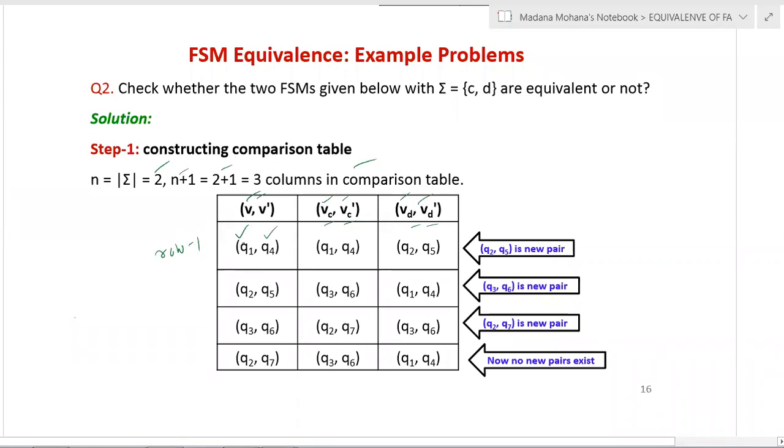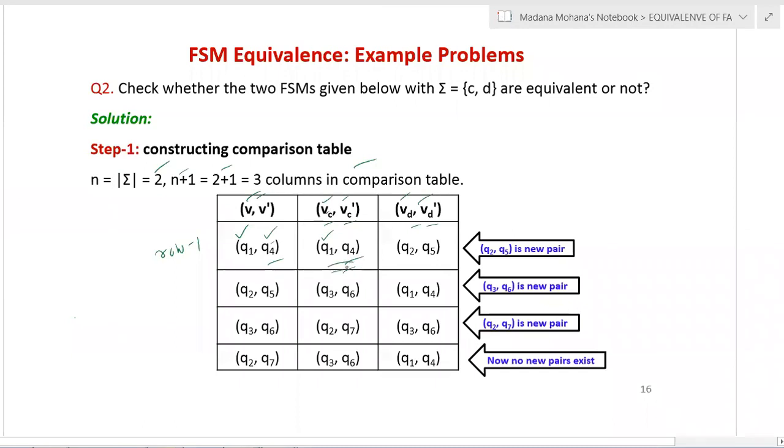Now the same process: Q1 on input C, you find the transition, then Q4 on input C from the second machine. So Q1 on C goes to Q1 itself. Then Q4 on C in the second machine goes to Q4. You can see the transition table and substitute.